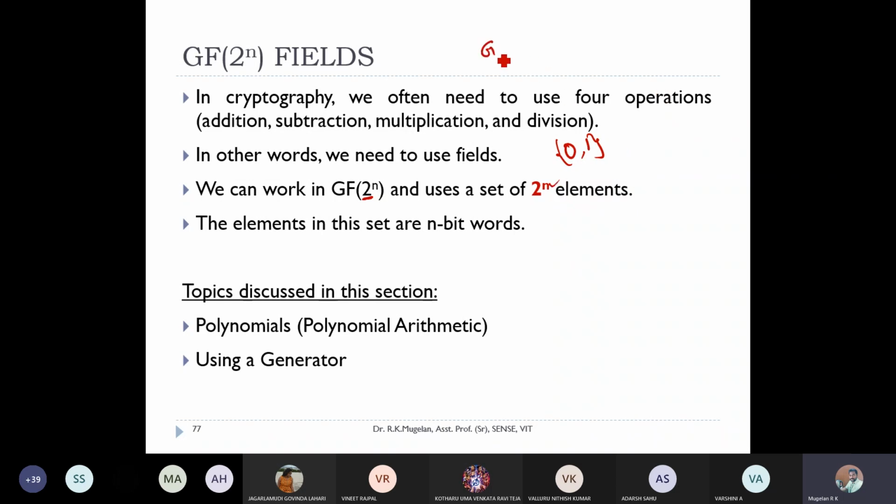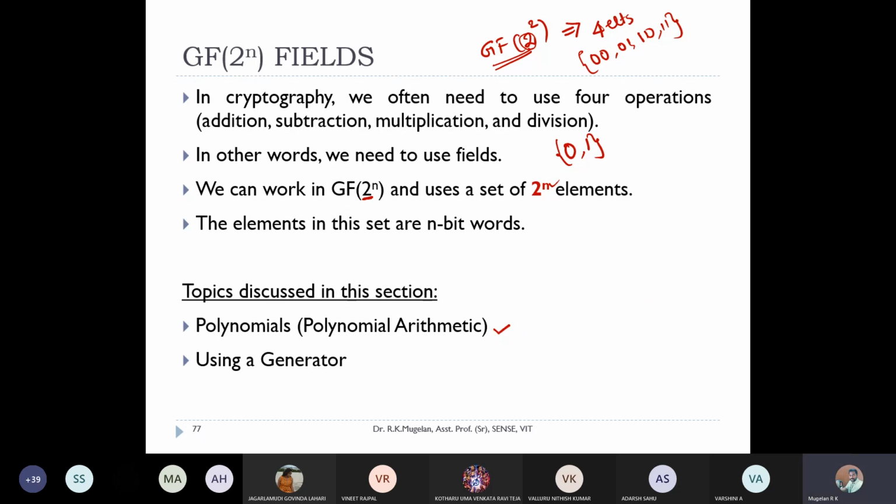For example, if I say Galois field of 2 power 2, it means 2 power 2 is 4, so totally 4 elements will be there, and each element will be made up of 2 bits, right? So in this one, either 0 or 1 alone will be there: 00, 01, 10, 11. These are the 4 elements. That's why I stress that Galois field of 2 power n is going to be used much in our modern day cryptography. So to understand this Galois field of 2 power n, we should be clear about polynomials or polynomial arithmetic and other things.